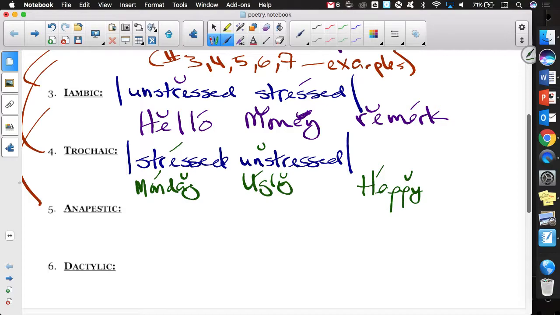So again, for the quiz that you would do on Friday, I'm not going to have a word up there like hello or money and you identifying which pattern it would be, because it certainly could be arbitrary depending on how you say the term. But if it does have the meter of this, unstressed, unstressed, stressed, the expectation would be you identify that as anapestic.